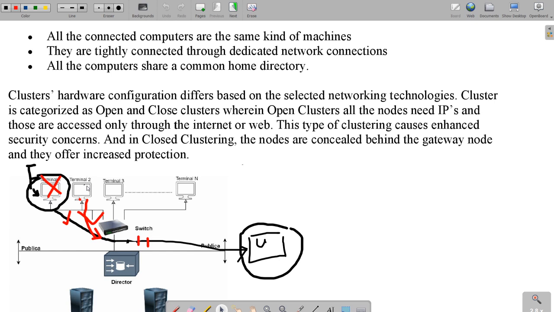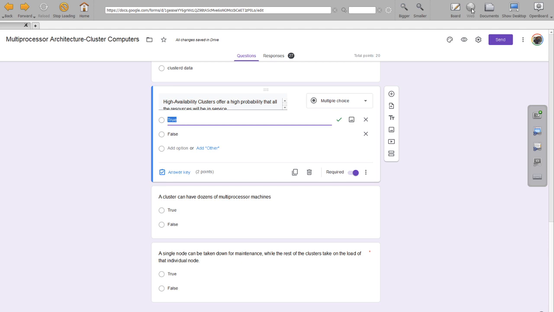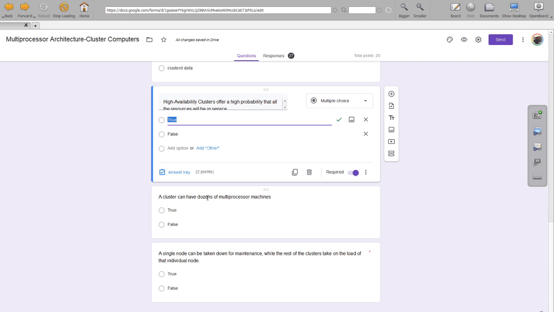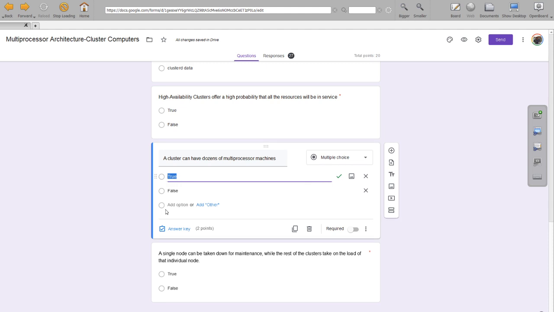Yes, an individual node in a cluster computer architecture can have a high quality MIMD processor for itself. So yes, a cluster can have dozens of multiprocessor machines. The answer is true here.